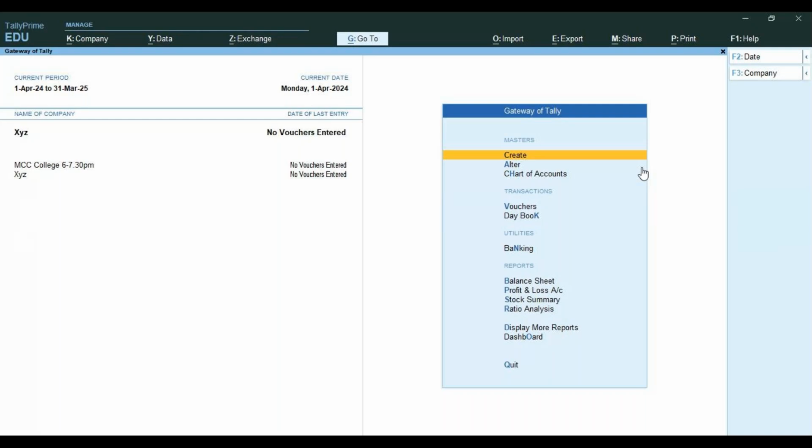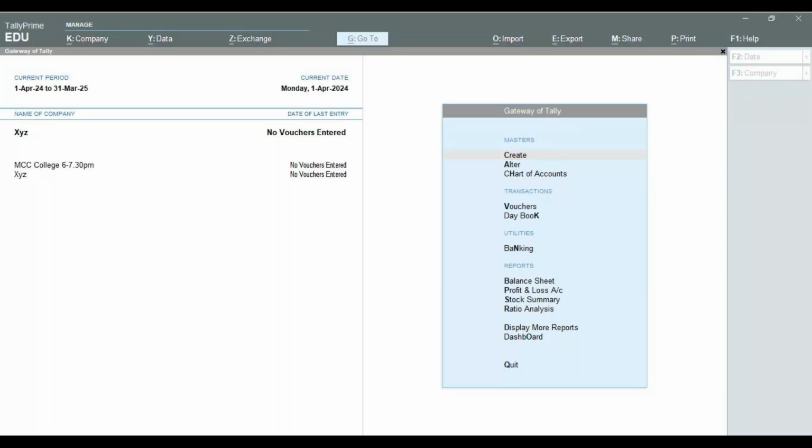Yes, ma'am. Excuse me, ma'am. Ma'am, where is the escape option? On your keyboard. Okay, ma'am. Escape button.